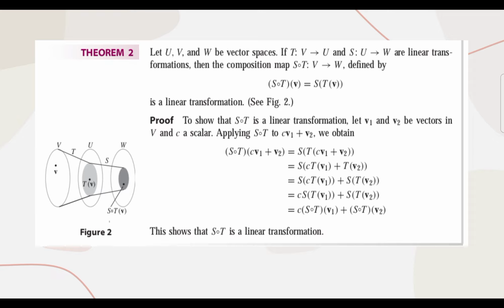It means it is guaranteed to be a linear transformation. So this shows that S∘T is a linear transformation.